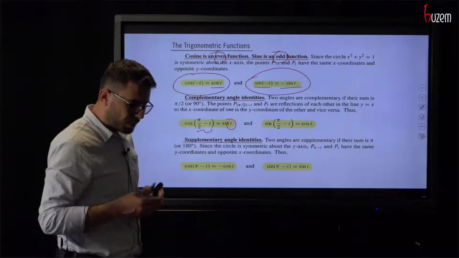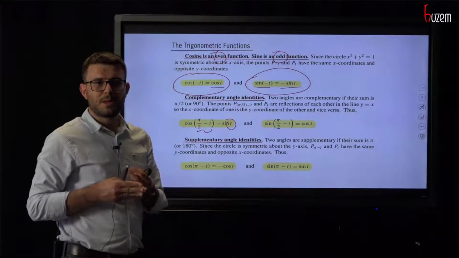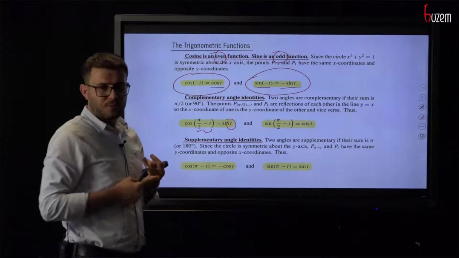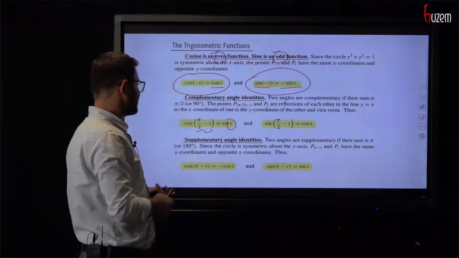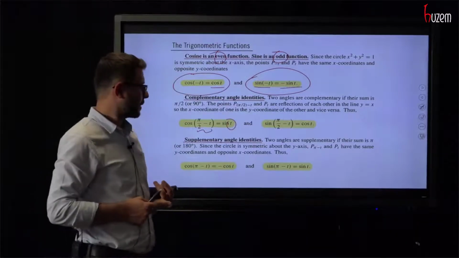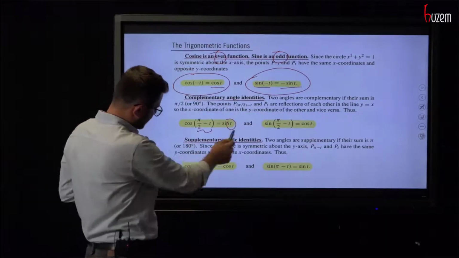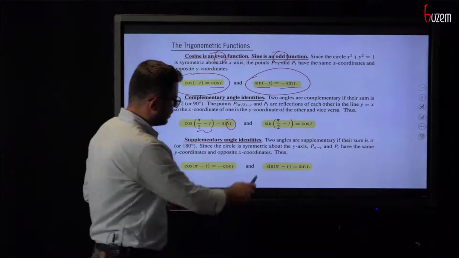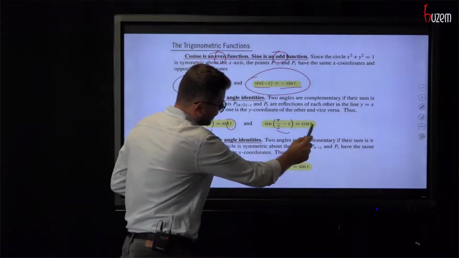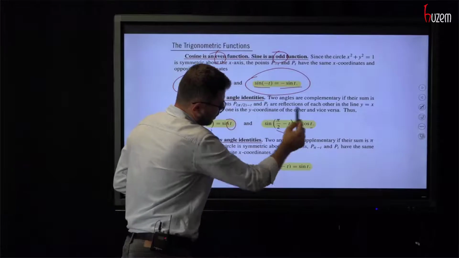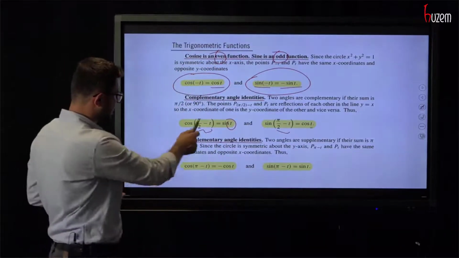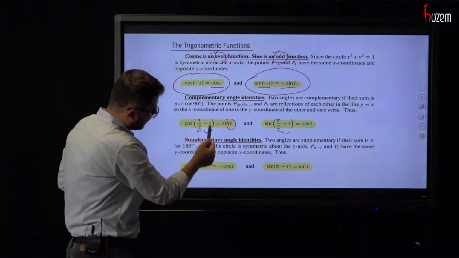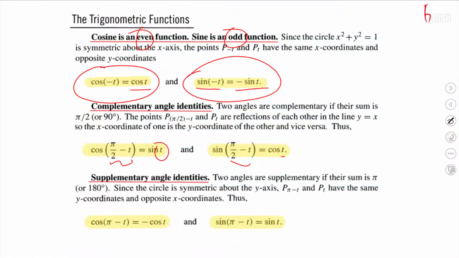Whenever we work with complementary angles, say we have two complementary angles, the cosine of the first will be identically the same as the sine of the other. Say sine of the first will be cosine of the other. Similarly, we say cosine of the second is equal to sine of the first.